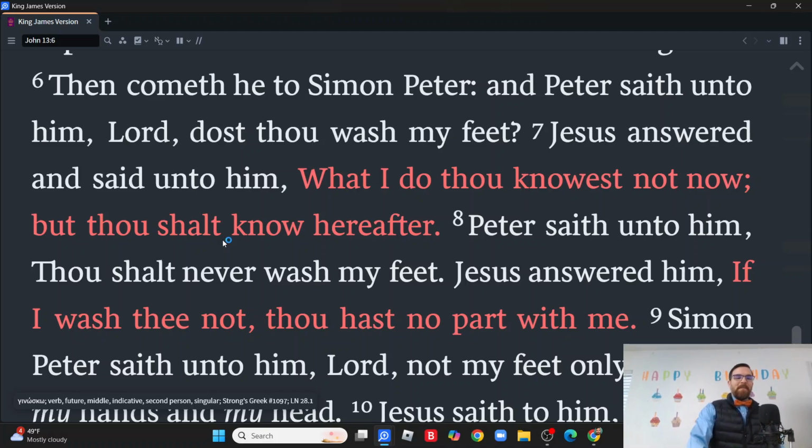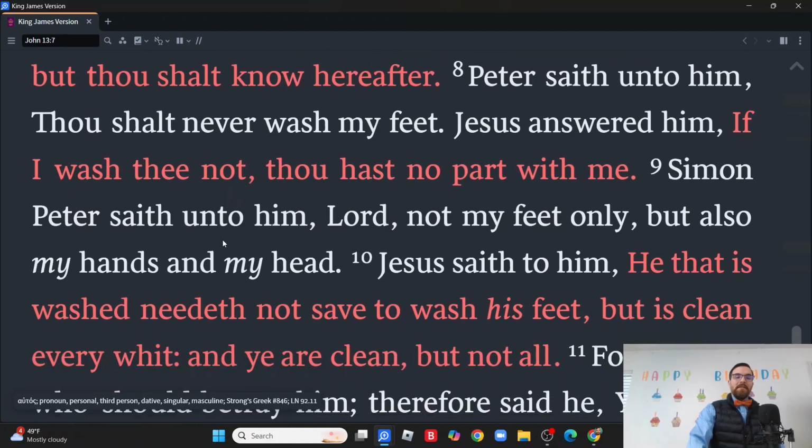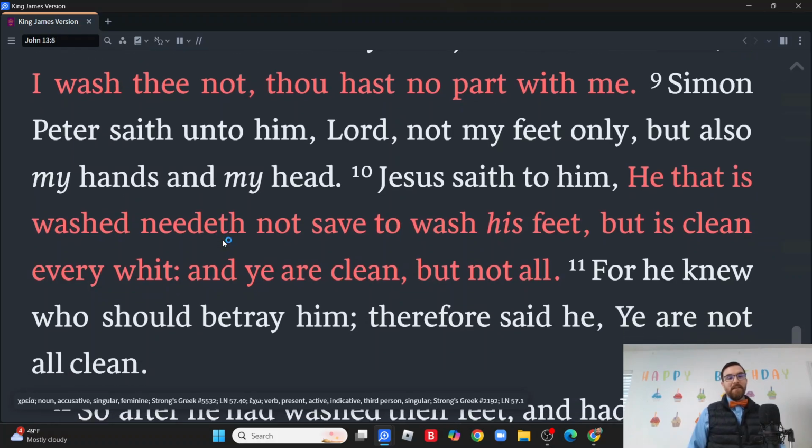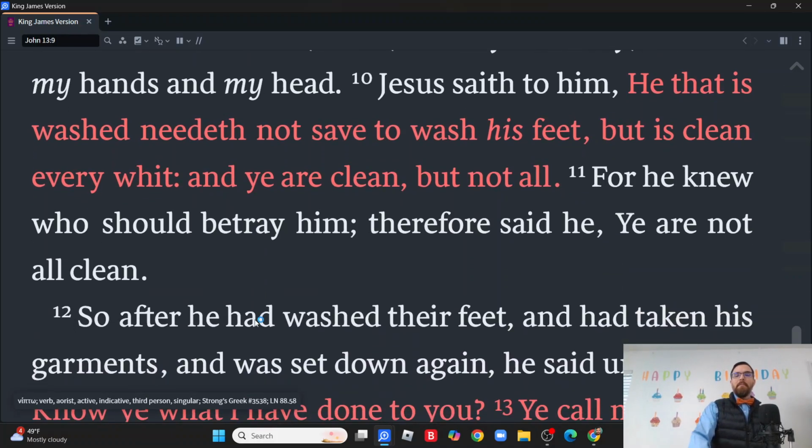Jesus answered him, If I wash thee not, thou hast no part with me. Simon Peter saith unto him, Lord, not my feet only, but also my hands and my head. Jesus saith to him, He that is washed needeth not save to wash his feet, but is clean every whit. And ye are clean, but not all.